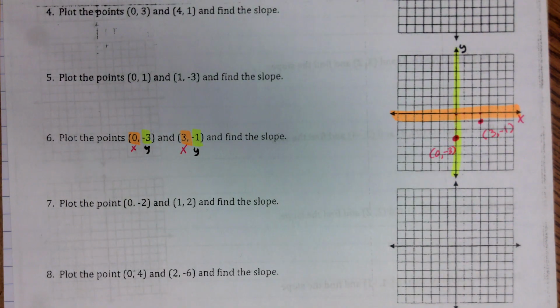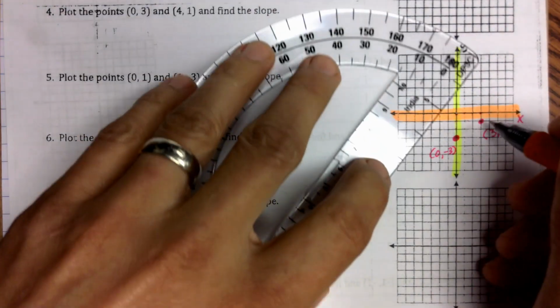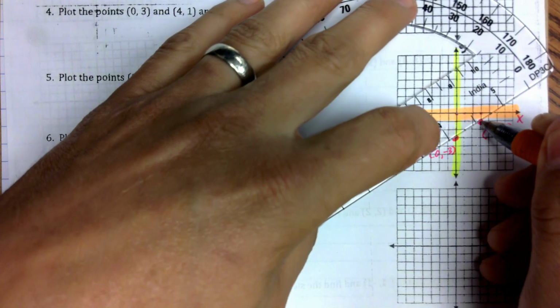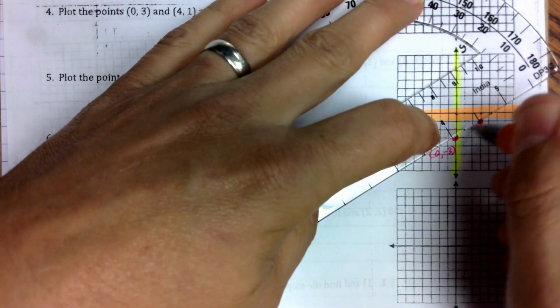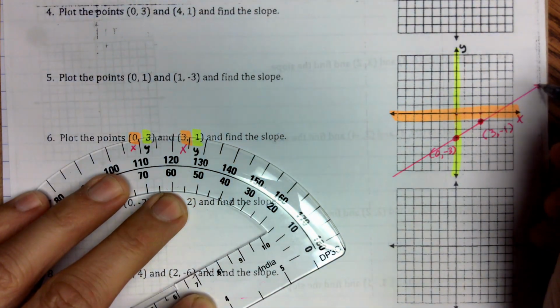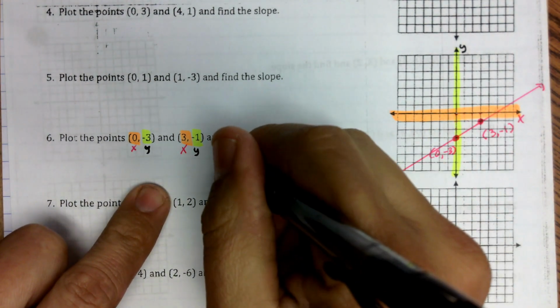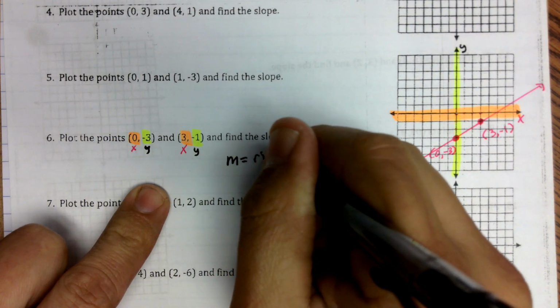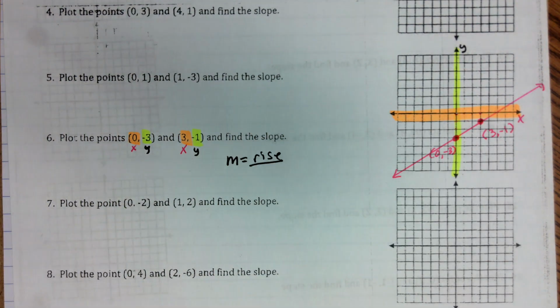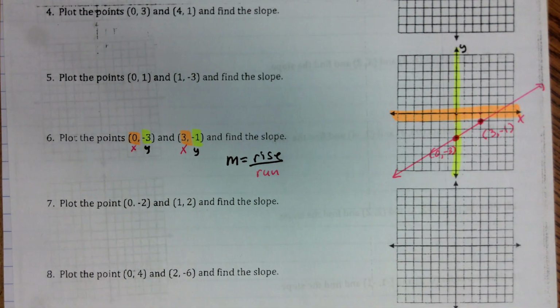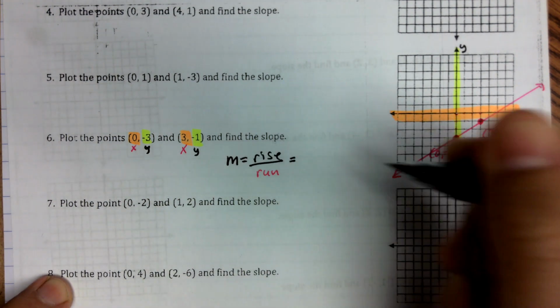Now, you don't really have to draw the line. You could just count the distance between the points, but I'm going to draw the line because it just helps me count better, I feel like. So I'm going to put a line on there. Now, I want to count my rise over run. So m is equal to my rise, right? How far I move up or down from one point to the other, over my run. How far I move to the right to get to that next point.